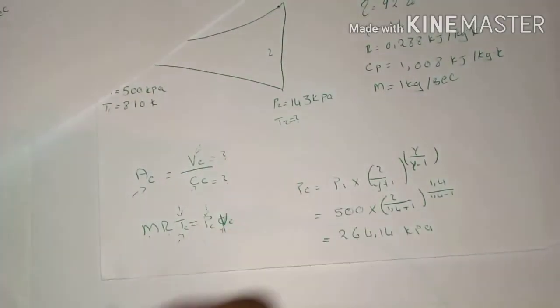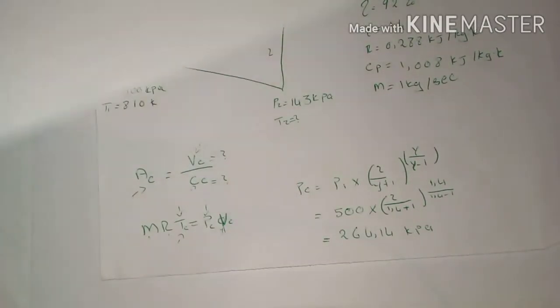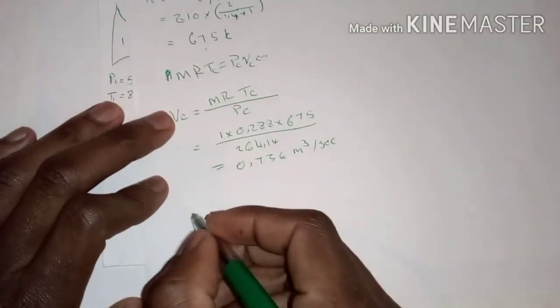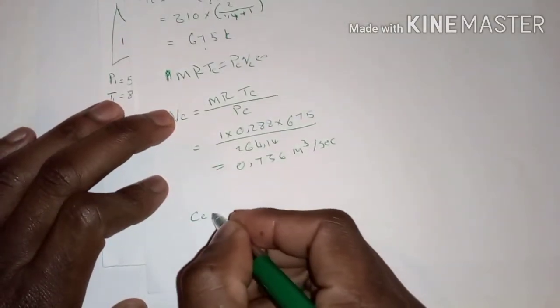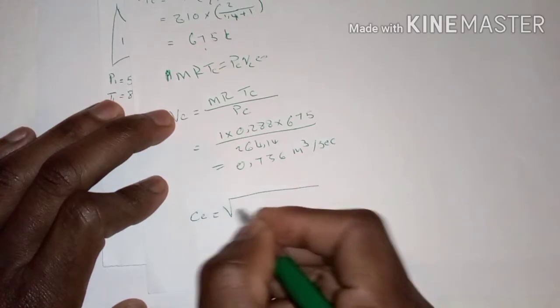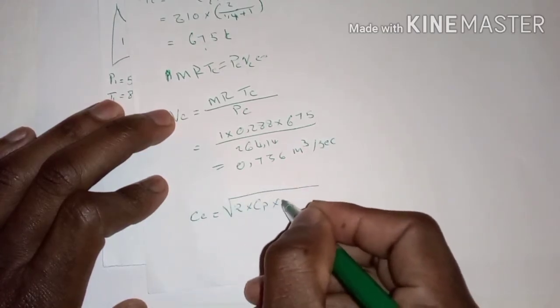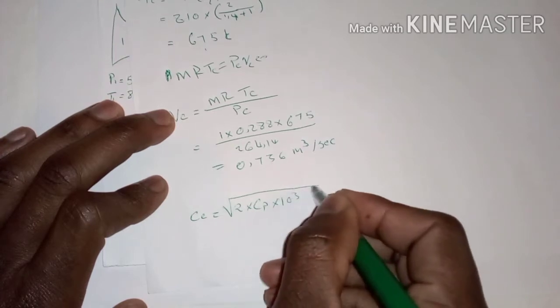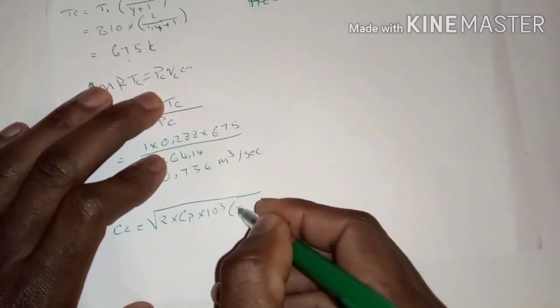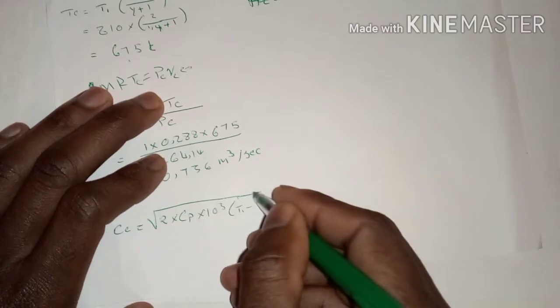We are going to calculate the velocity. Velocity C is given by what? It's the square root of 2 times specific capacity at constant pressure times 10 to the power 3 in bracket T1 minus Tc.